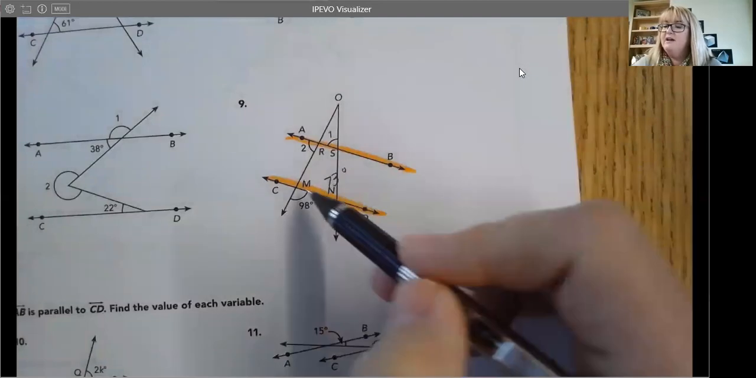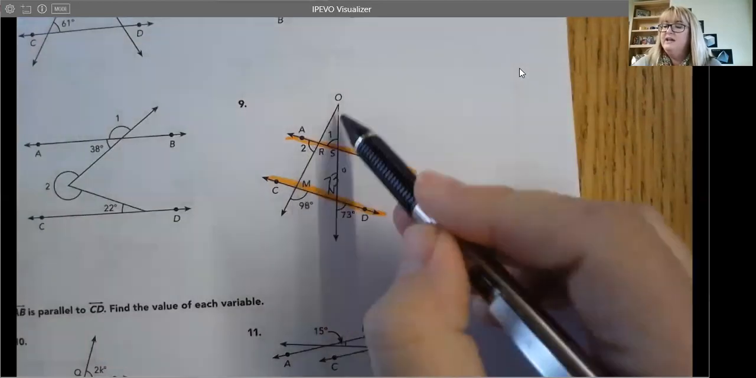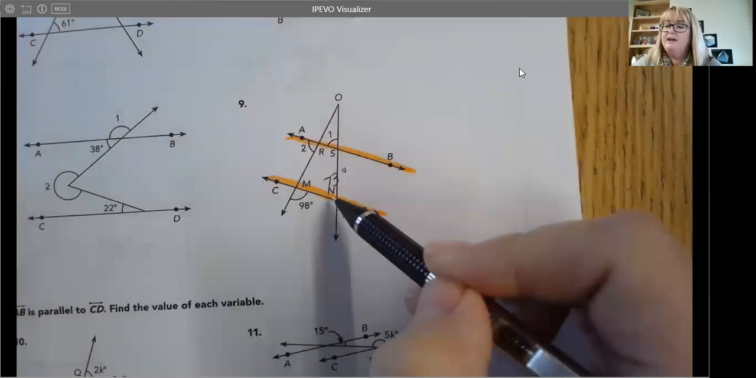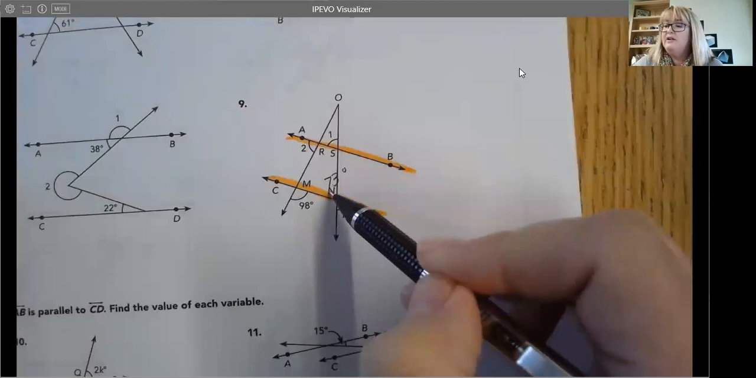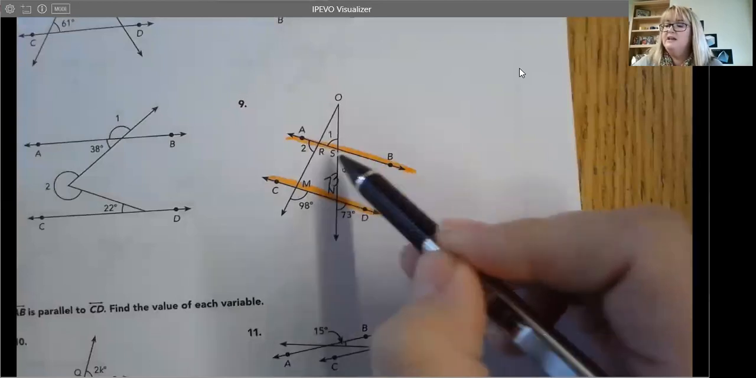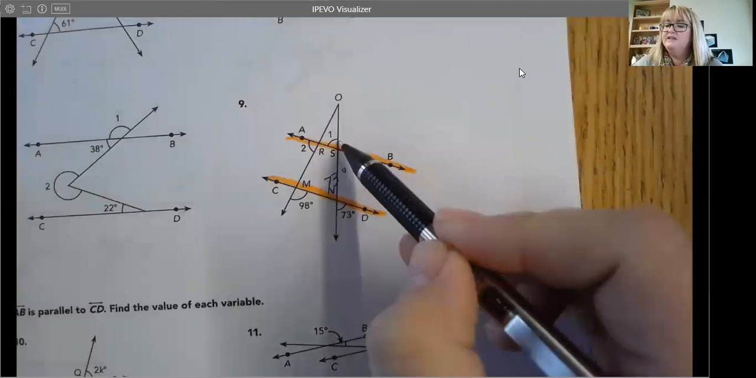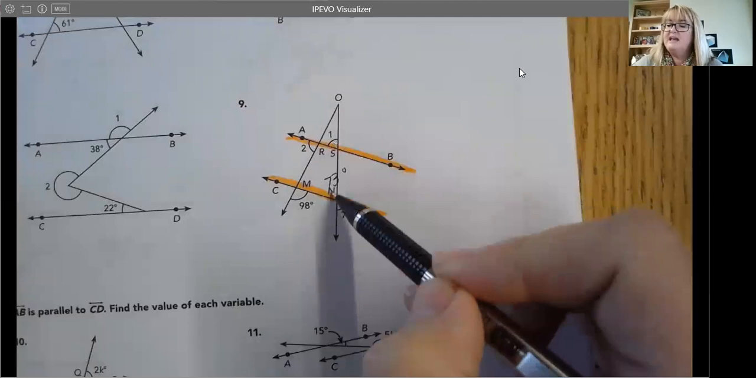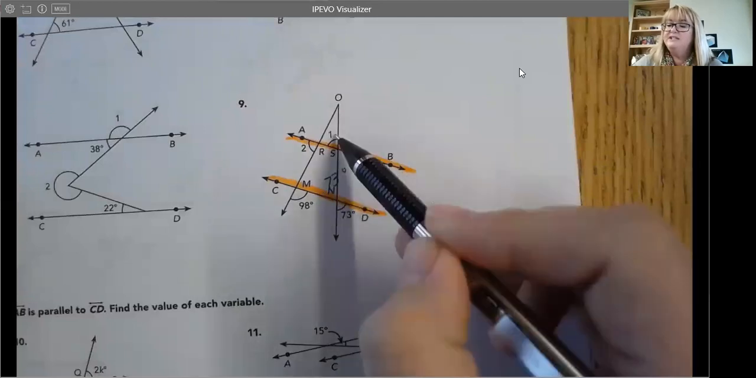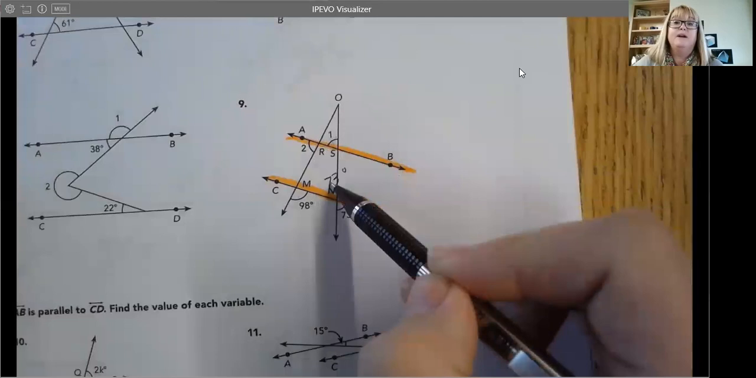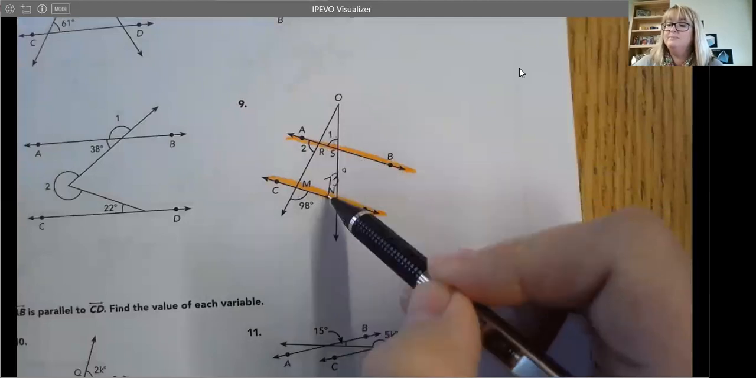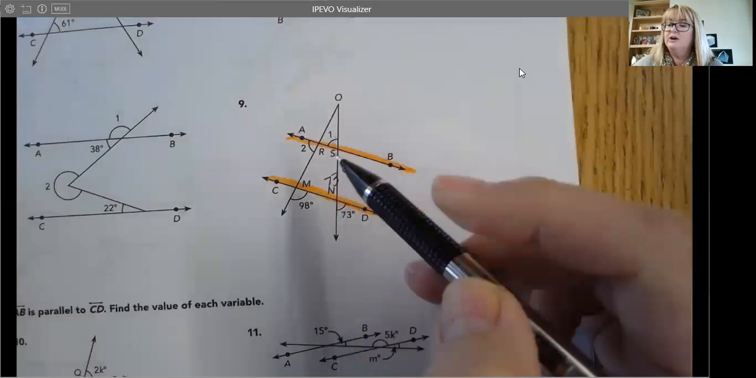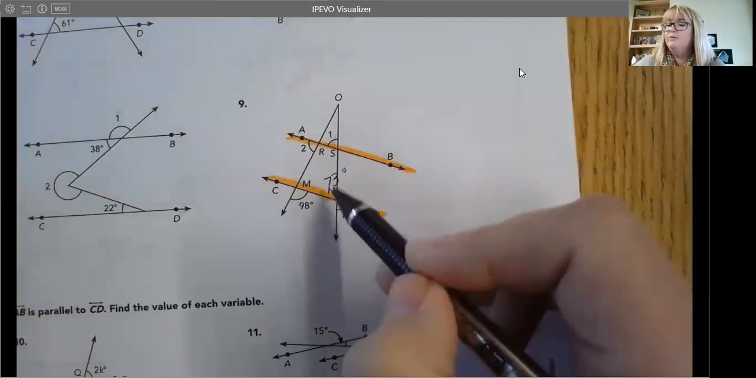Now here are my parallel lines. Here's the transversal. Angle N is on top of my parallel line on the left side of the transversal. And if I look on this parallel line, the angle that is on top to the left of the transversal is angle 1. So these are in the same relative position on the two parallel lines. They are corresponding, and corresponding angles are congruent. So angle 1 is 73 degrees.